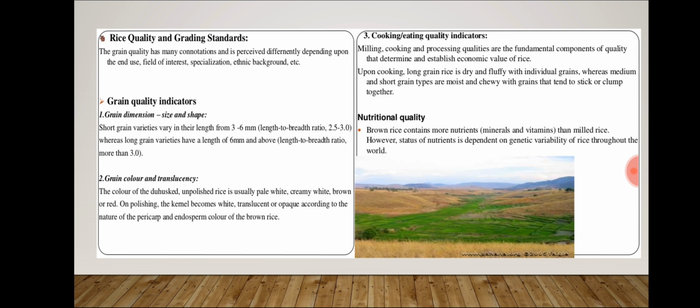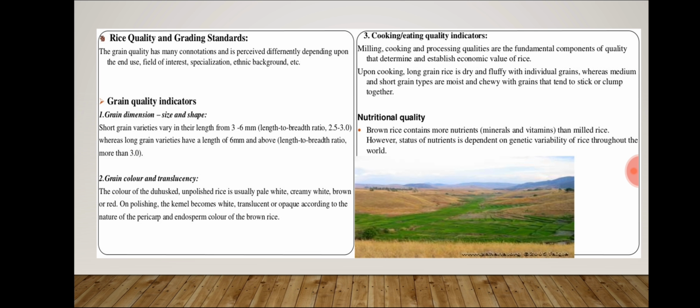Rice quality and grading standards. Grain quality indicators. Grain dimensions, size and shape: length from 3 to 6 mm, whereas long grain varieties have a length of 6 mm and above. Grain color and translucency. The color of dehusked unpolished rice is usually pale white, cream white, brown or red, while polished rice color is white, translucent or opaque, according to the nature of the pericarp and endosperm color of the brown rice.